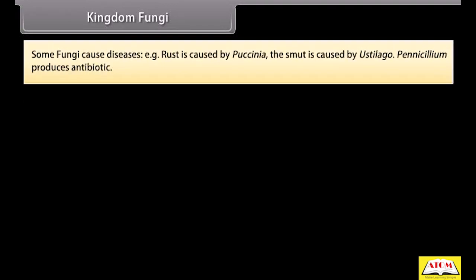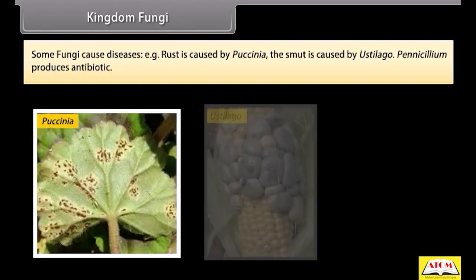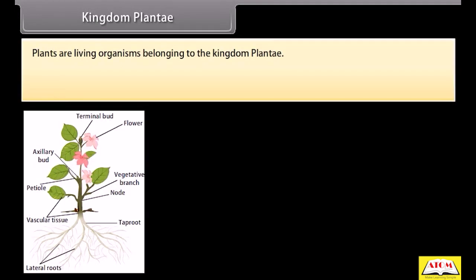Some fungi cause diseases. For example, rust is caused by Puccinia, and smut is caused by Ustilago. Penicillium produces an antibiotic. Kingdom Plantae. Plants are living organisms belonging to the kingdom Plantae.